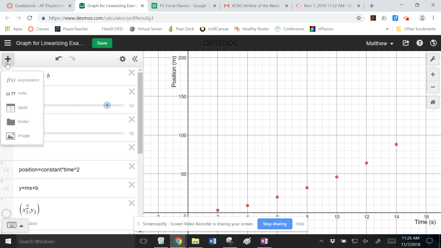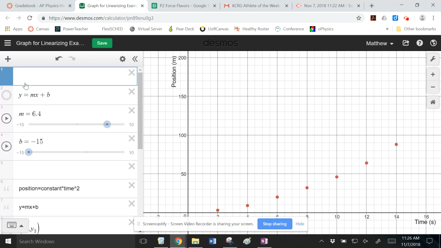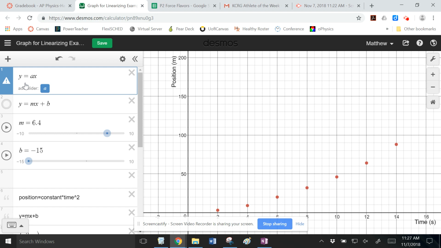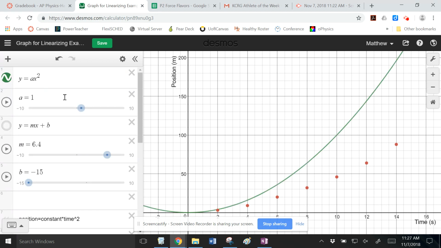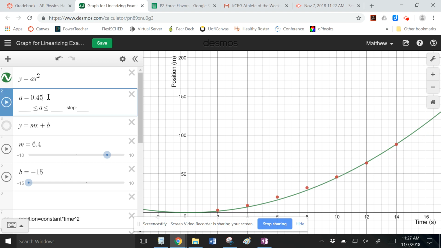So I'm going to add in here an expression for a curve because it looks kind of quadratic to me. So y equals ax squared. And then I can add in a slider. And somewhere in here, let's try 0.45. Oh, yeah. Okay. So that looks pretty good.